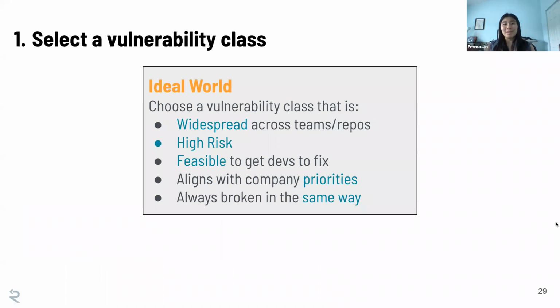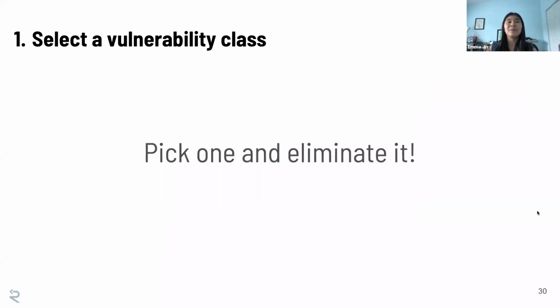The perfect vulnerability class is widespread, high risk, always broken in the same way. That's definitely ideal, if you can just make a simple rule to ban it forever. And also, it's important that it's actually feasible to get devs to fix it. So they actually care about it, and the fix is simple enough, because at the end of the day, this requires developer buy-in. Probably you will not find a vulnerability class that fits all of these, so you'll need to know your own priorities. But whatever it is, just pick one, and then we can start eliminating it.